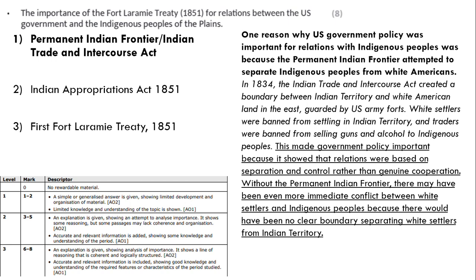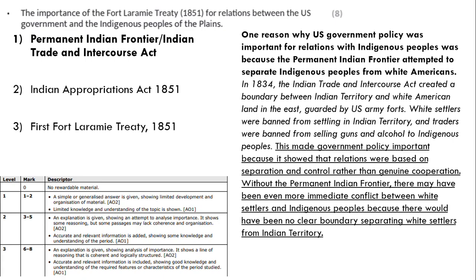So our paragraph is, one reason why US government policy was important for relations with indigenous peoples was because the Permanent Indian Frontier attempted to separate indigenous peoples from white Americans. In 1834, the Indian Trade and Intercourse Act created a boundary between Indian territory and white American land in the east, guarded by US Army forts.